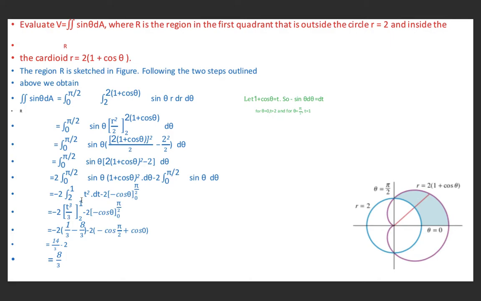Now we will substitute first the upper limit, then the lower limit. So it will be 1 upon 3 minus 2 cube upon 3. 2 cube is 8, so 8 upon 3. Here it is minus 2. Now it is minus cos pi by 2 minus minus cos 0, and minus minus is plus cos 0. So 1 upon 3 minus 8 upon 3 is minus 7 upon 3. Minus 7 upon 3 into minus 2 is 14 upon 3. Here it is minus 2: cos pi by 2 is 0 and cos 0 is 1, so it is 2. 14 upon 3 minus 2 is 8 upon 3.